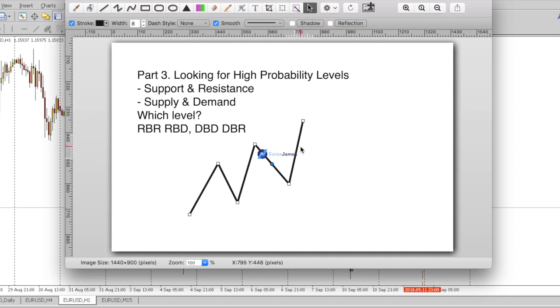Okay, so what are we going to look for at this area? It's a level on the left side. Okay, be it a support and resistance or a supply and demand level. RBR stands for rally based rally. RBD is rally based drop. Okay, DBD is drop based drop, and DBR is a drop based rally.